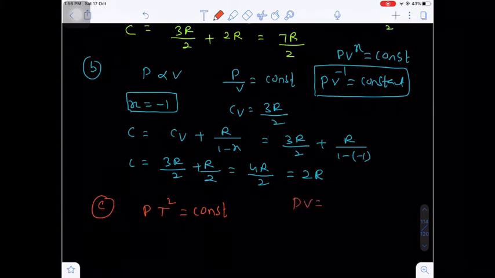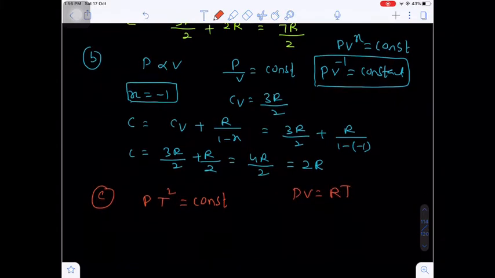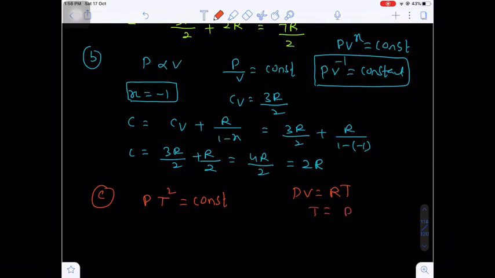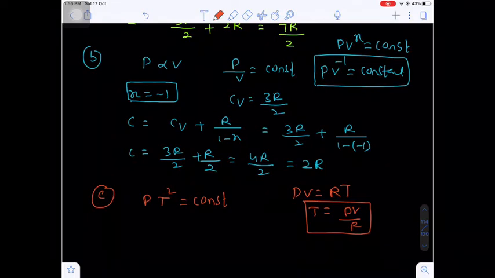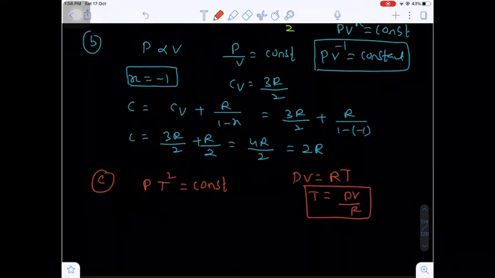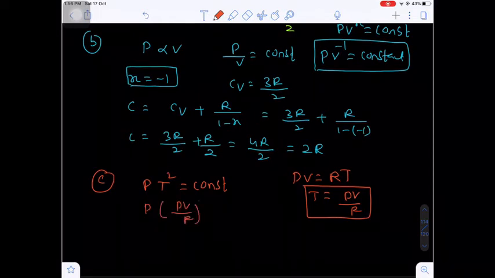Do you know the ideal gas equation for 1 mole, that is PV equals RT? Instead of T, I write PV by R. Now write the temperature value in terms of pressure and volume. Here, as it is P, instead of temperature I am writing (PV/R) whole square equal to constant.